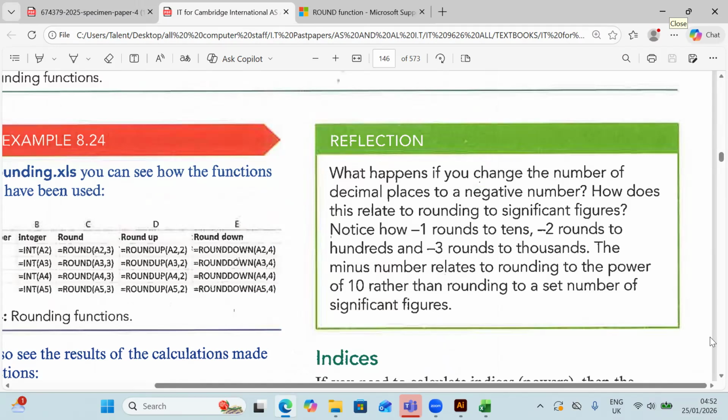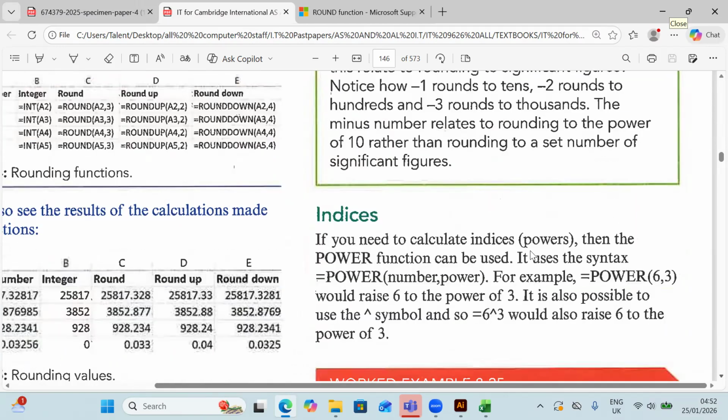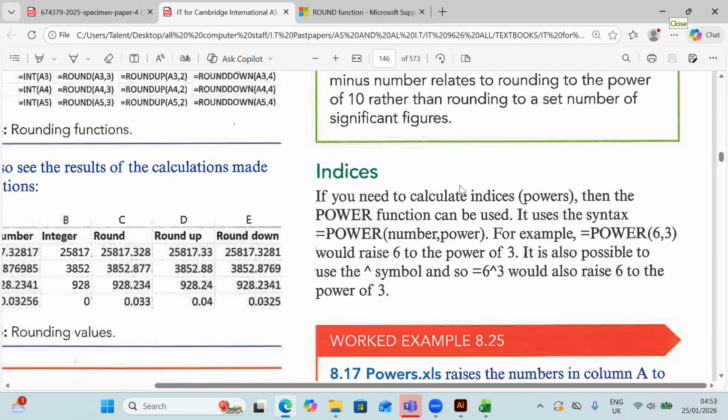Okay, and we are just going to conclude by looking at the indices because they are just close. So indices, these are powers. If you want to say to the power of, you can use the function power, or you use the indices symbol. Yes, so we are just saying 6 to the power of 3, which is 6 times 6 times 6. Okay, so this is how you can write it. Either you're saying 6 using the power symbol to the power of 3, or you're using the function power and you put the value in the number you want to raise it to.